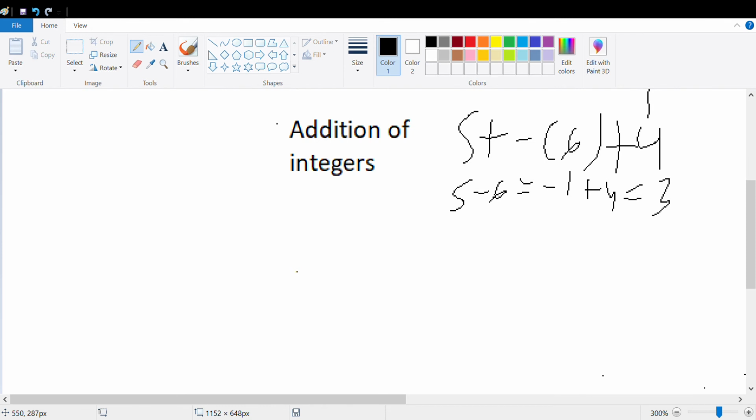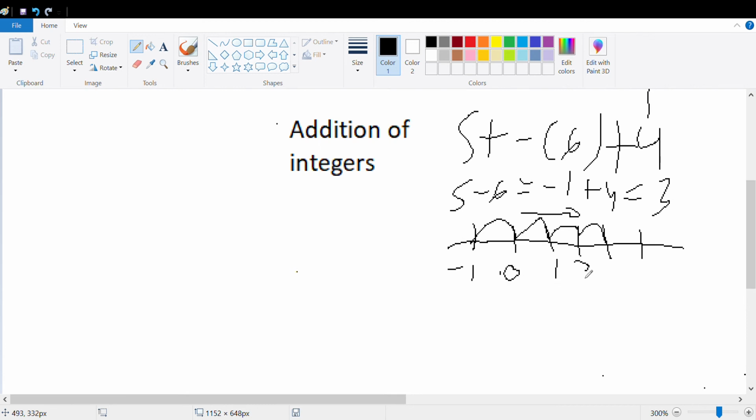But we could also see that on a number line. When we see that 5 minus 6 equals negative 1, we're going to start at negative 1. And since it's adding, we're going to go towards the right of the number line, and we're going to add 4 more tally marks. We're going to go up, so 1, 2, 3, 4, which we would then see is 0, 1, 2, 3, and that's our answer, 3.